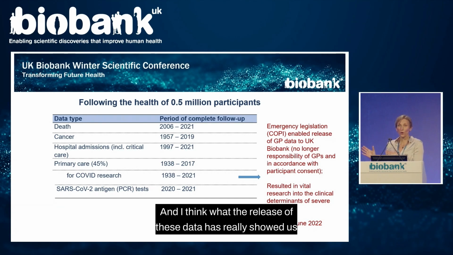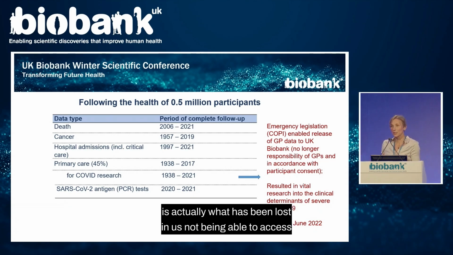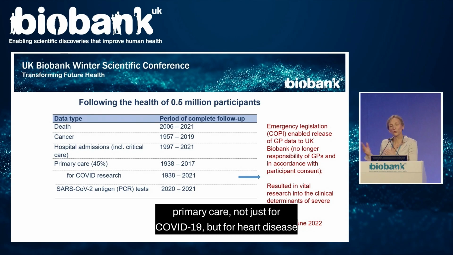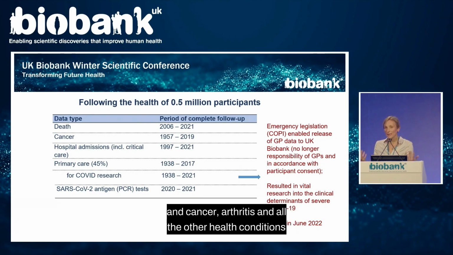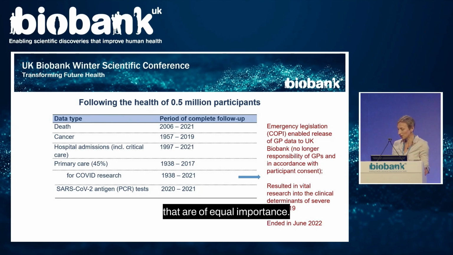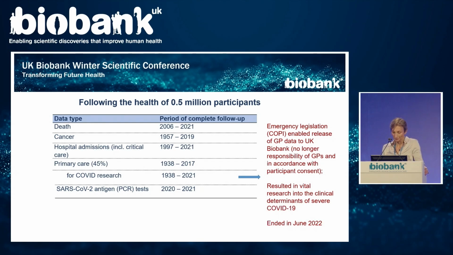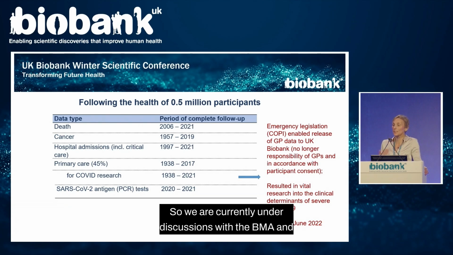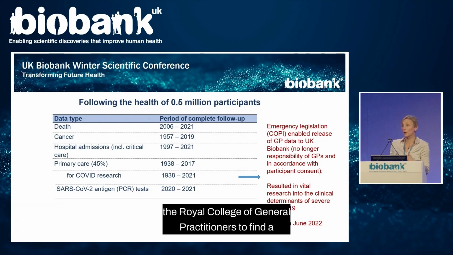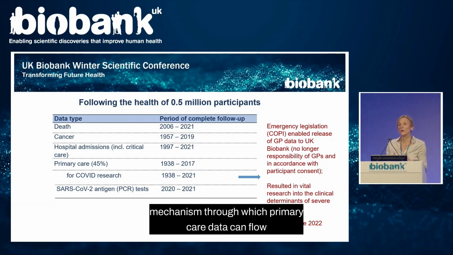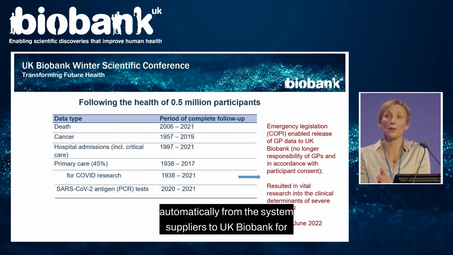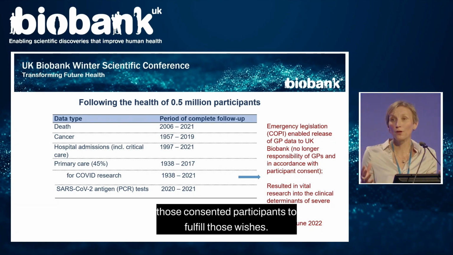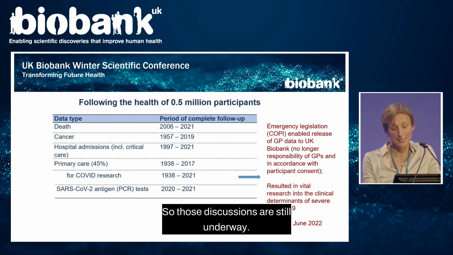And I think what the release of these data has really showed us is actually what has been lost in us not being able to access primary care, not just for COVID-19, but for heart disease and cancer, arthritis, and all the other health conditions that are of equal importance. So we are currently under discussions with the BMA and the Royal College of General Practitioners to find a mechanism through which primary care data can flow automatically from the system suppliers to UK Biobank for those consented participants to fulfil those wishes. So those discussions are still underway.